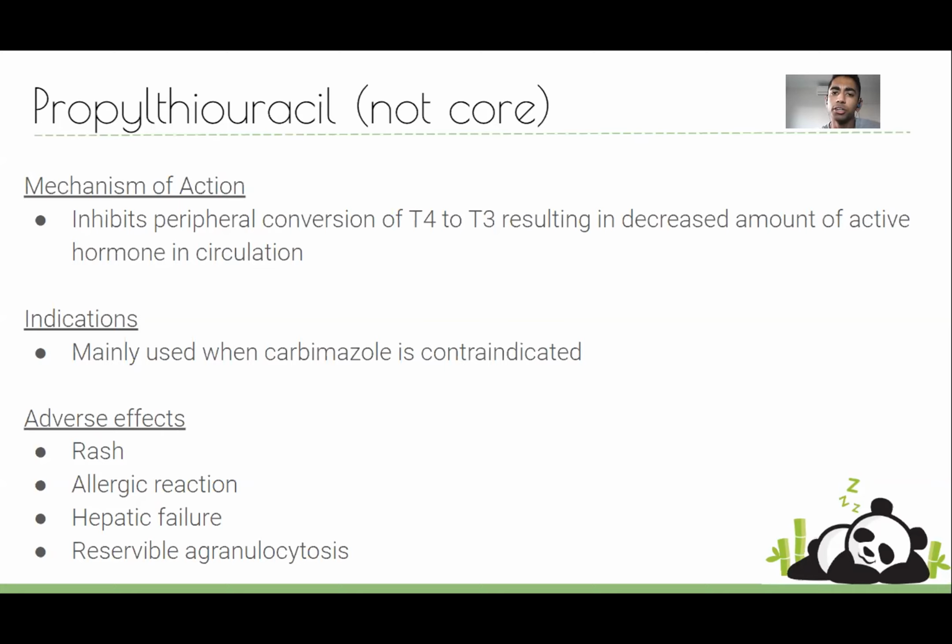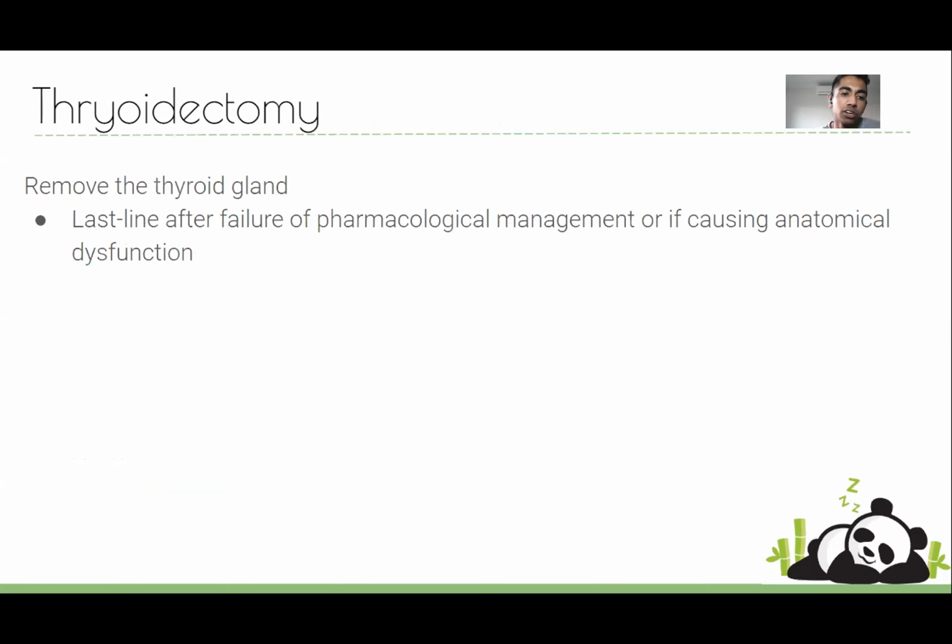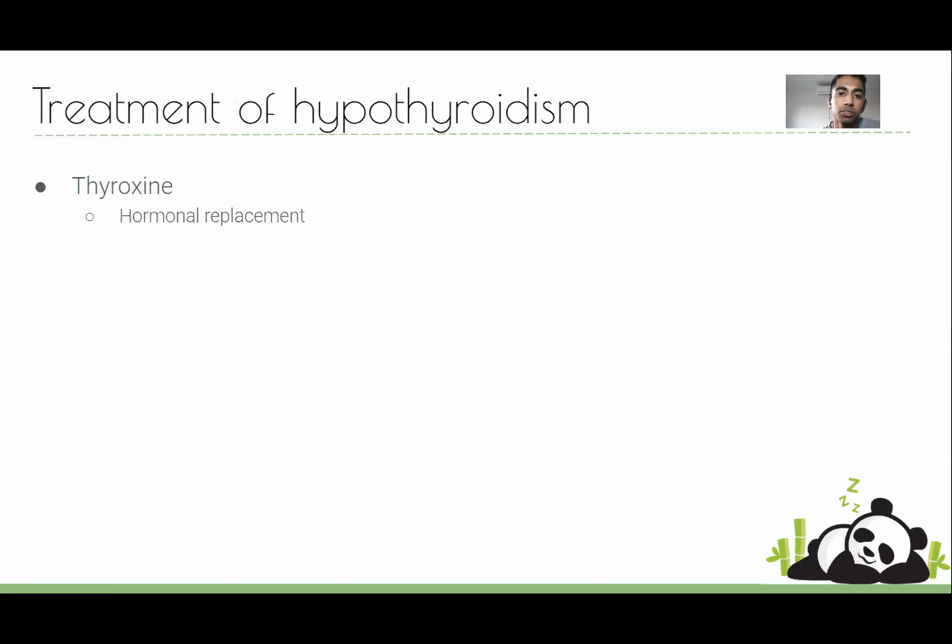But yeah, it's not core, so I don't expect that they'll examine you on it, but it might just be like an extra option on a multiple choice. So I thought I might put it in there. Okay, and then our last resort treatment is thyroidectomy. And that's where we just remove the thyroid gland if there's too much, if there's refractory disease or if there's anatomical structures being affected. So we'll just remove the thyroid gland. But that's kind of our last option, really. Surgical options are usually the last option.